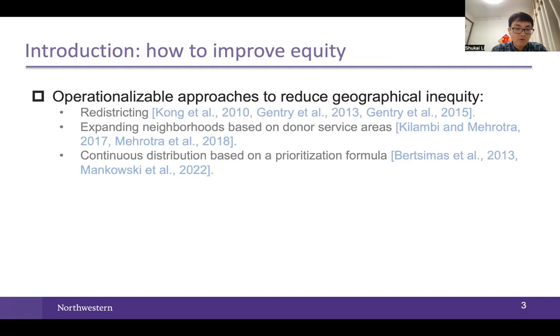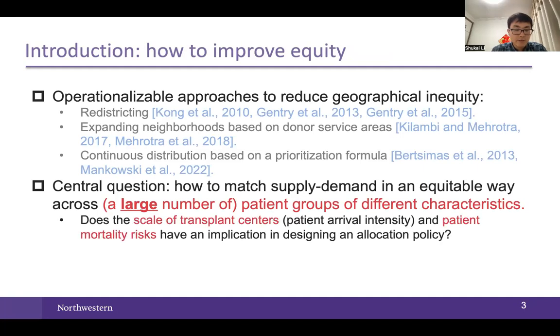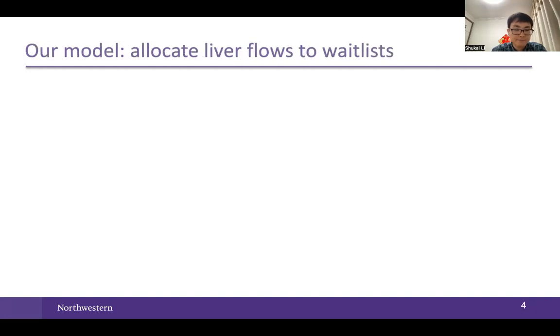These approaches all grapple with a central challenge: how to match liver supply and demand in an equitable way across a large number of patient subpopulations of different characteristics. Particularly, we seek insights into whether the scale of transplant centers and patient mortality risks have an implication in designing an equitable allocation policy.